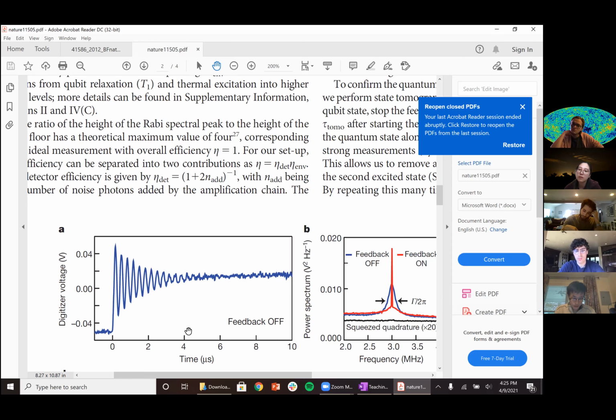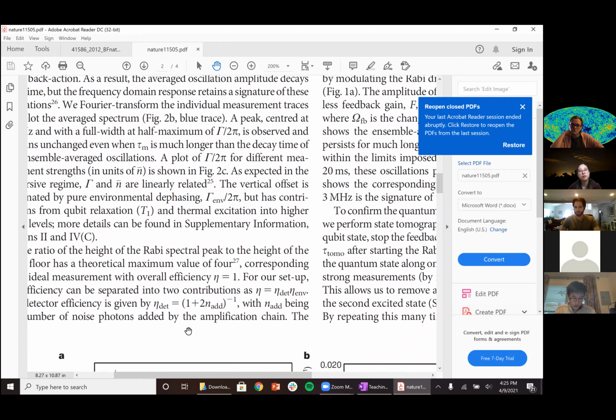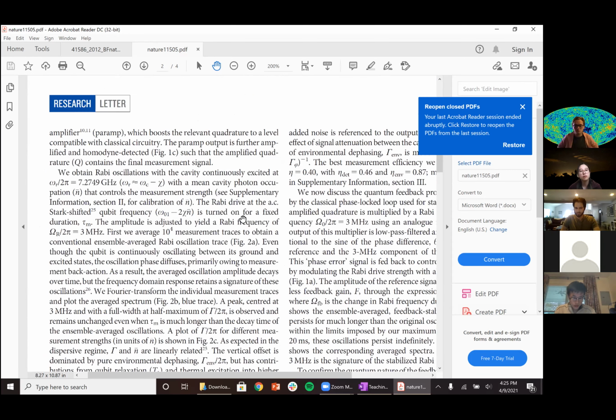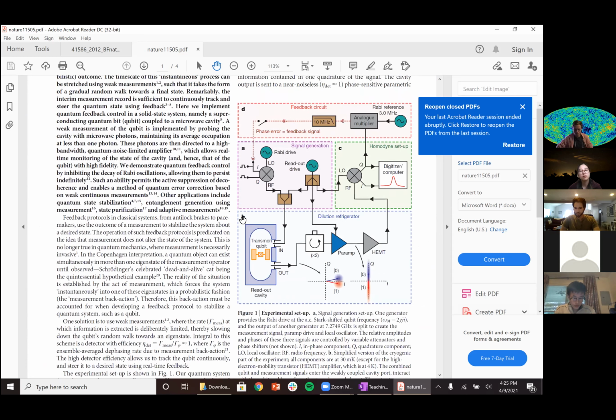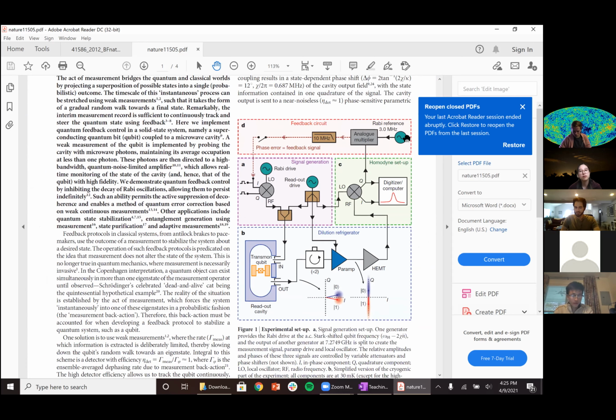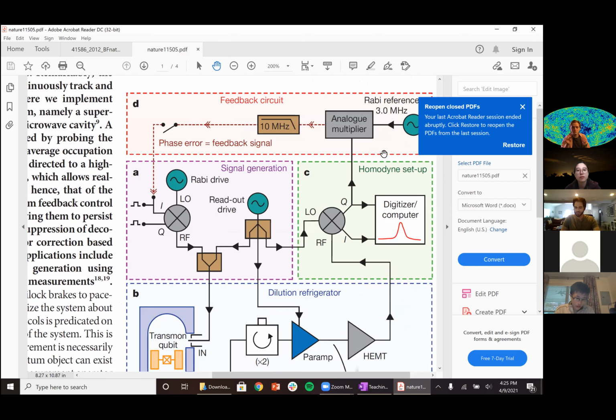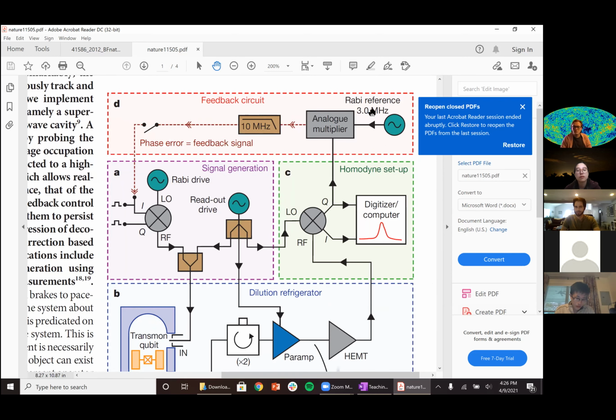So what they did, let me show you the experimental setup here. They took a classical reference signal. Oh, sorry, that's way too small. There we go. They take a classical reference signal. Basically, they take an oscillator just made from a regular computer chip that's just going to give them a 3 megahertz signal. And they say, okay, I want my qubit state to oscillate at 3 megahertz. I want to drive Rabi oscillations at 3 megahertz.